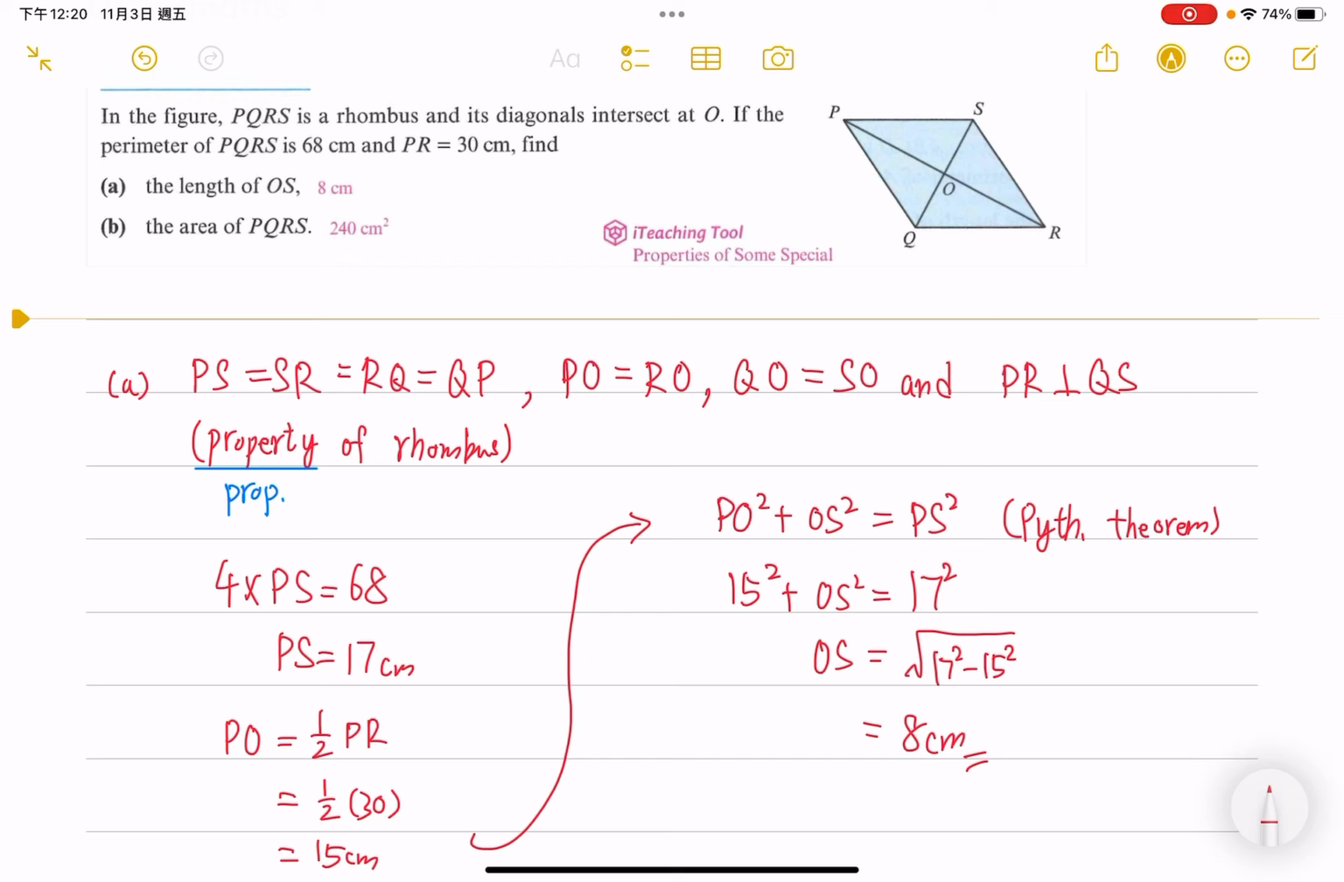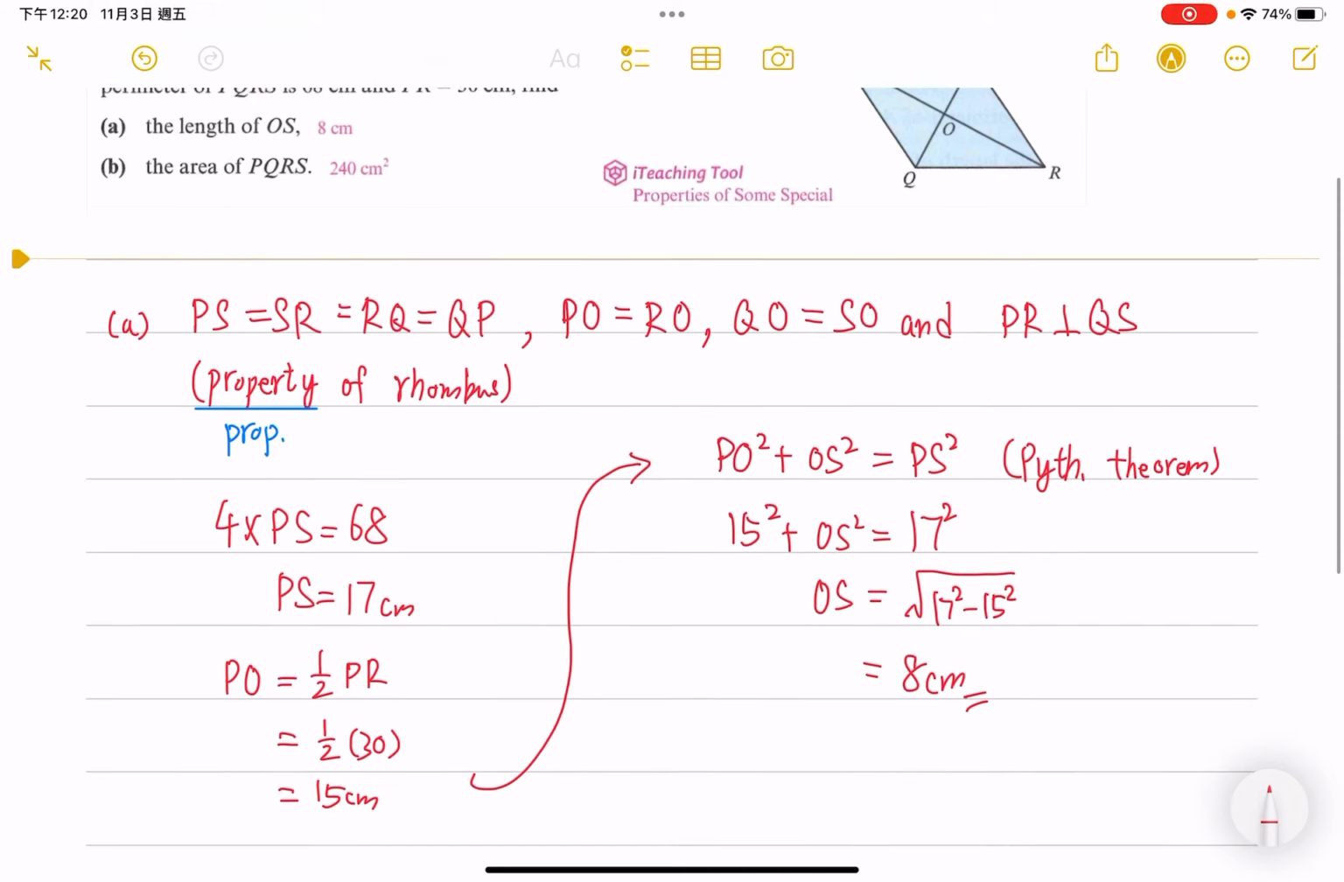So the next part, we are going to find the area of PQRS. So you can see in the figure, the diagonals separate the rhombus into 4 congruent triangles. However, you don't need to prove whether the triangles are congruent or not in order to find the area. If it is finding the area, you can just write down the area of the whole rhombus is equal to 4 times the area of any one triangle, and here is the answer.